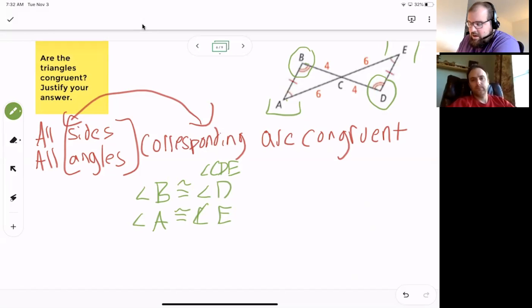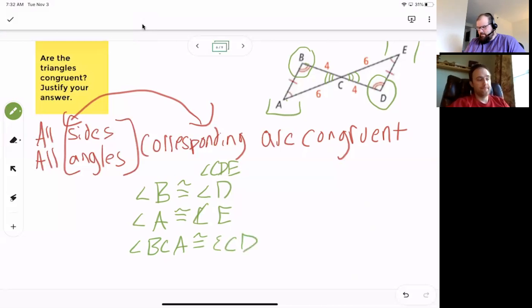But I do notice that these are vertical. Therefore, we know vertical angles are congruent. Ooh, that's right. We proved that. So we've got angle BCA must be congruent to angle ECD. Hey, we got all 3 angles with all 3 angles. That's good. Now we just need the sides.